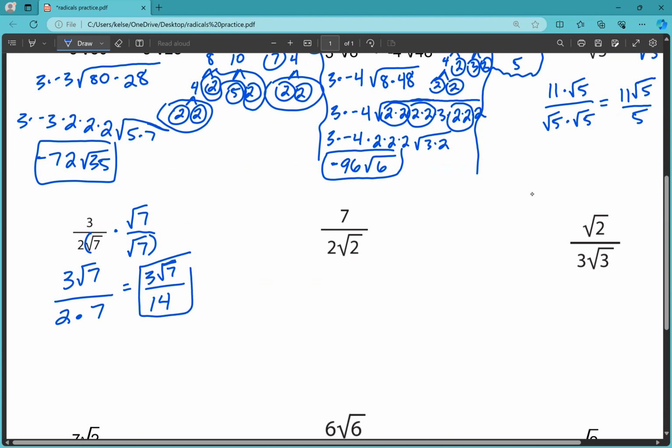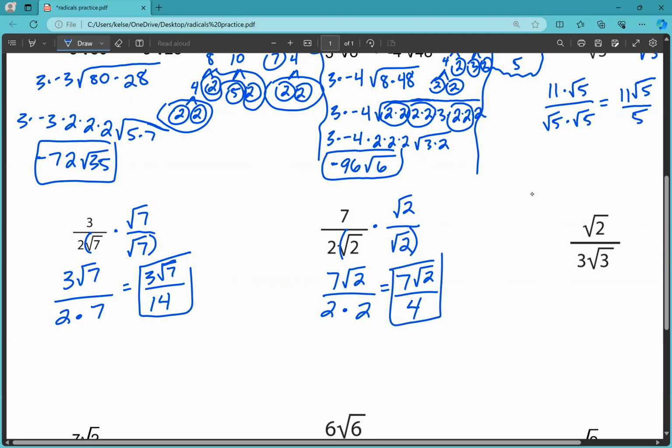Right here, 7 divided by 2 square root of 2, same kind of thing. I just want to multiply by that square root of 2 on the top and the bottom. So I get 7 square root 2 over 2 times, and then that's going to give me another 2. So 7 square root 2 over 4. And 7 and 4 can't be divided. 2 in here is prime. We're good to go.